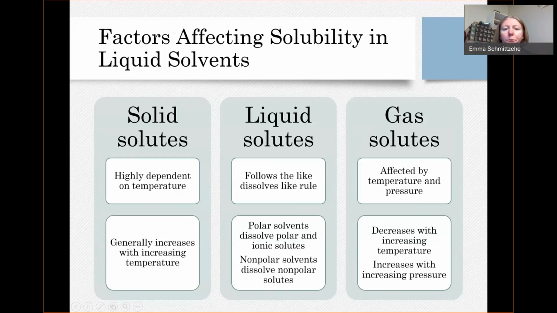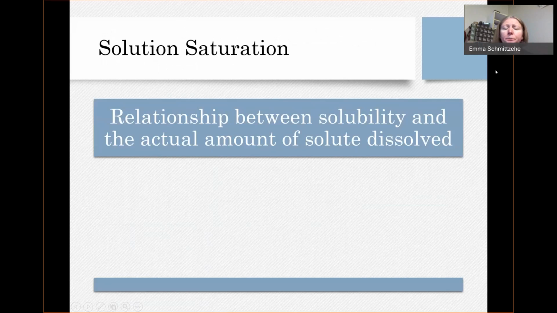Now let's talk about one last thing, solution saturation. This does relate to solubility. It's basically the relationship between solubility and your actual solution, what you really have dissolved. Solubility is the maximum you could dissolve, and solution saturation tells us how much we have relative to the solubility of this substance.